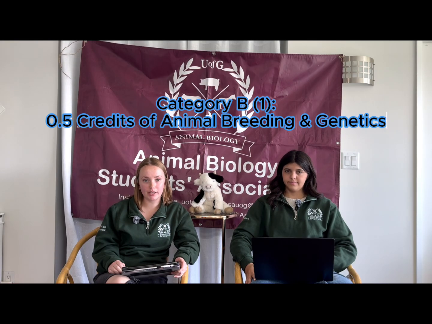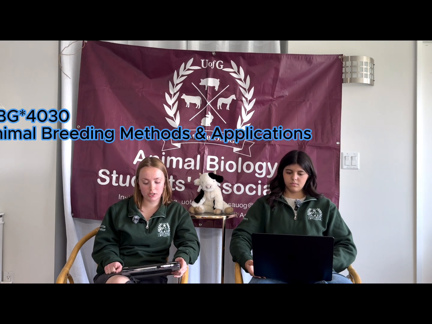Then we have what we call category B. There are 3 different sections in category B, and you have to have half a credit from each of the following categories, so essentially 1 course for each. The first category is animal breeding and genetics, and some examples of courses in here are MBG 4020, which is genetics of companion animals, and MBG 4030, which is animal breeding methods and applications.